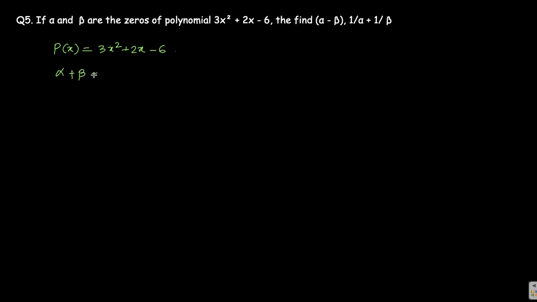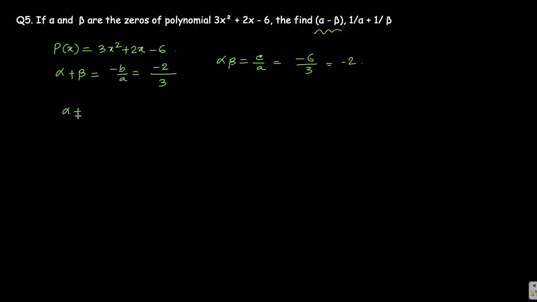Okay, now find alpha plus beta. Your first step is to find alpha plus beta, equal to minus b by a, and it becomes minus 2 by 3, because b is 2. And alpha beta is equal to c by a. c is minus 6 and a is 3, that is minus 2.